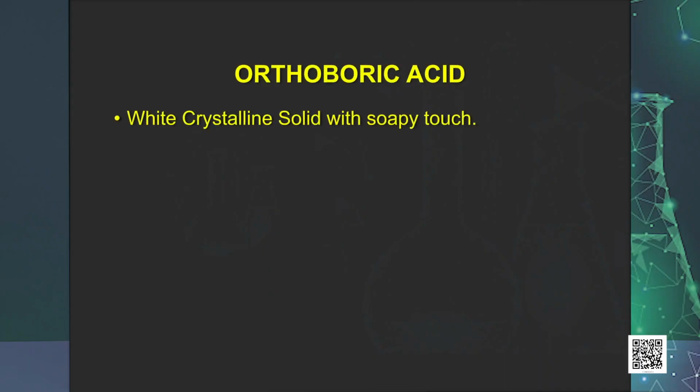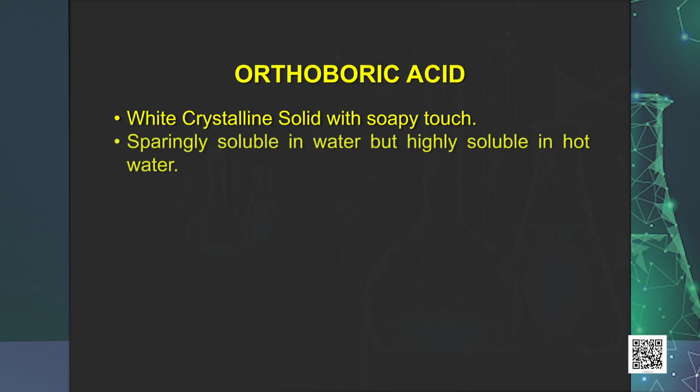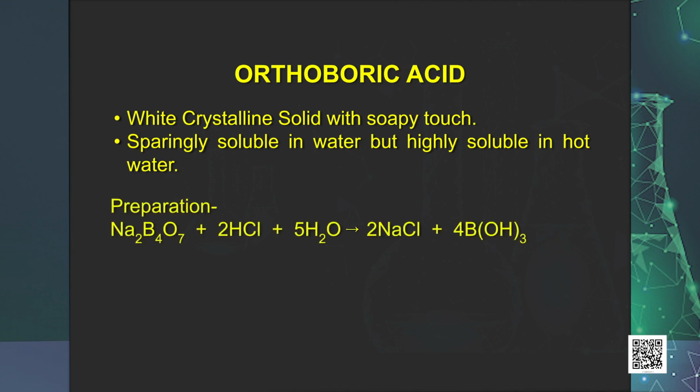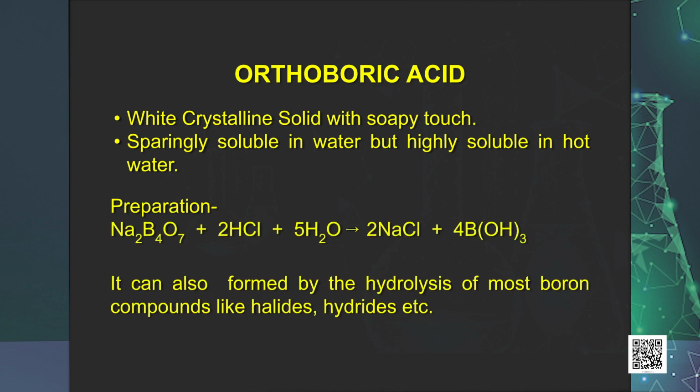Next up we have orthoboric acid. Orthoboric acid, that is H3BO3, is a white crystalline solid with a soapy touch. It is sparingly soluble in water but highly soluble in hot water. One of its preparations includes the acidifying of an aqueous solution of borax. You can refer to your screen for the involved reaction. When sodium borate is acidified with aqueous hydrochloric acid, orthoboric acid along with sodium chloride is produced. It can also be prepared by the hydrolysis of most boron compounds like halides, hydrides, etc.